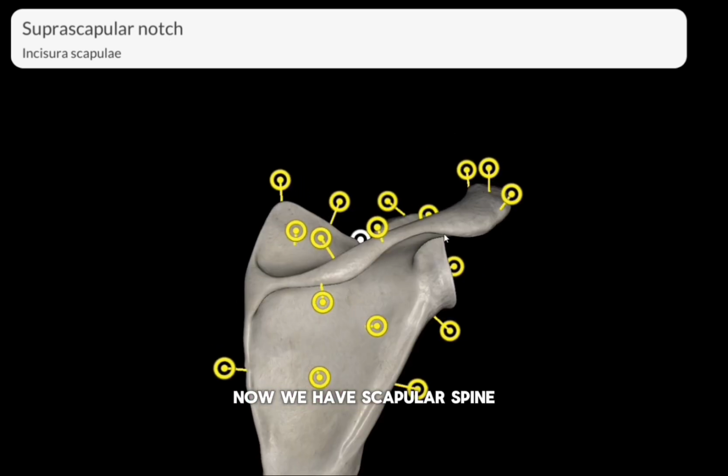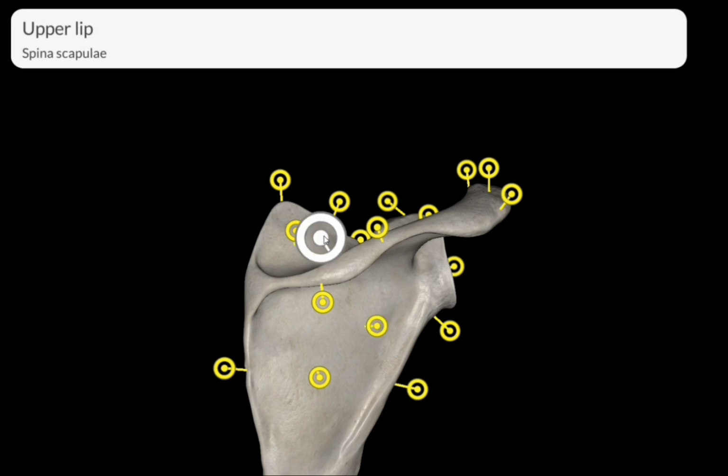Now we have the scapular spine. This is a prominent ridge that runs across the posterior surface of the scapula, separating the supraspinous and infraspinous fossa. The upper lip of the scapular spine provides attachment for the trapezius muscle. The lower lip of the scapular spine gives attachment to the deltoid muscle.